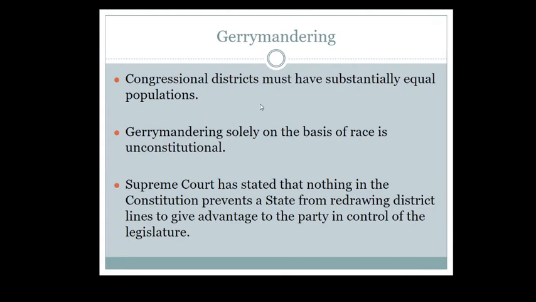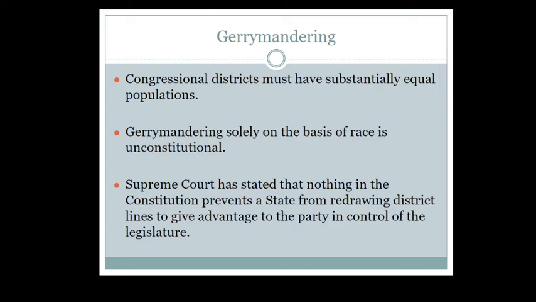So congressional districts must have substantially equal populations. They've tried to do things to get rid of gerrymandering, and one of the ways is they say you have to have really equal populations. You can't have little population here and more population here. You can't gerrymander based on the race, just purely on race. That's unconstitutional, actually.